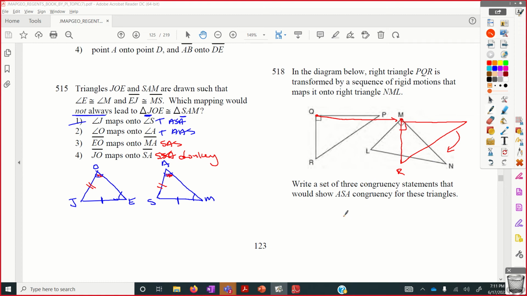Okay, then it says write a set of three congruency statements that would show ASA. So we would want to say something like angle R, right, is congruent to what? Angle Q is congruent to what? And then we would need a side congruent to another side. So if we have R equal to L and M equal to Q, okay, then we have to pick the side in between to do ASA, and we would say QR is congruent to ML. That would be full credit. You don't have to pick these three, but you have to pick two angles and the side in between them, okay?